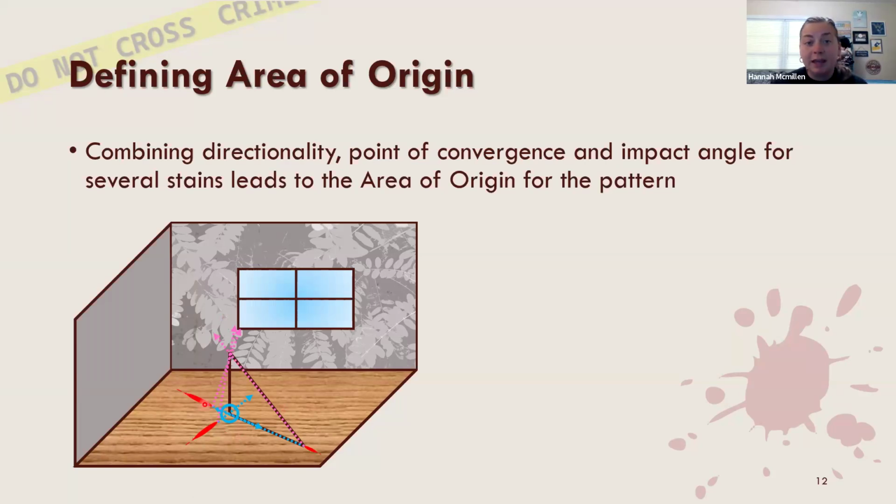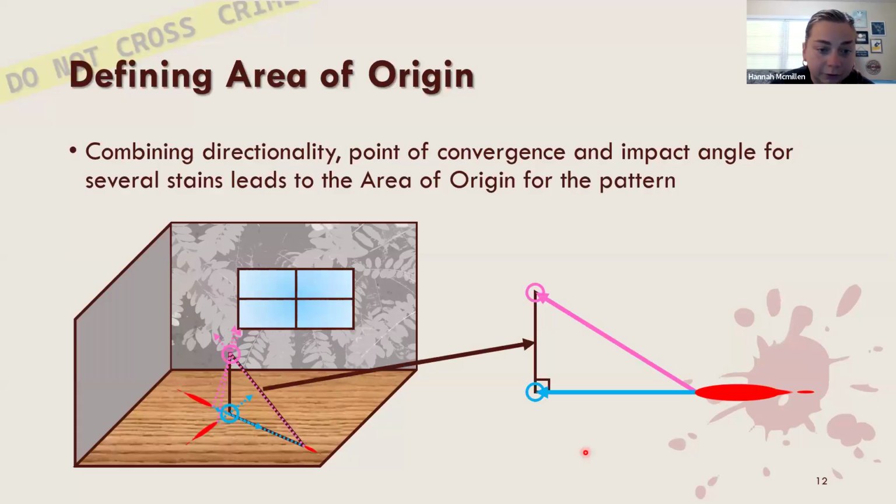So we've now determined the angle at which our bloodstain has traveled, and we follow that angle for each of these individual stains up. We use a protractor to help us determine the angle at which that bloodstain impacted a surface. And then we can say, okay, well, they converge over here. So now we have our point of convergence, we have our impact angle, and then we have what we're looking for, right?